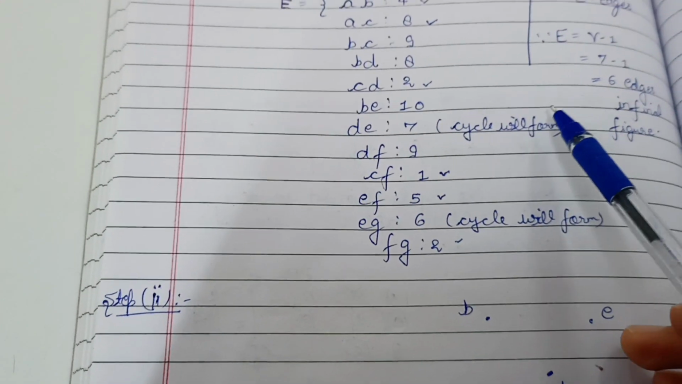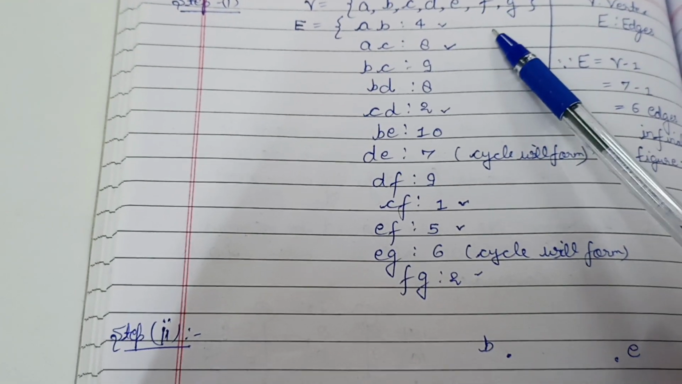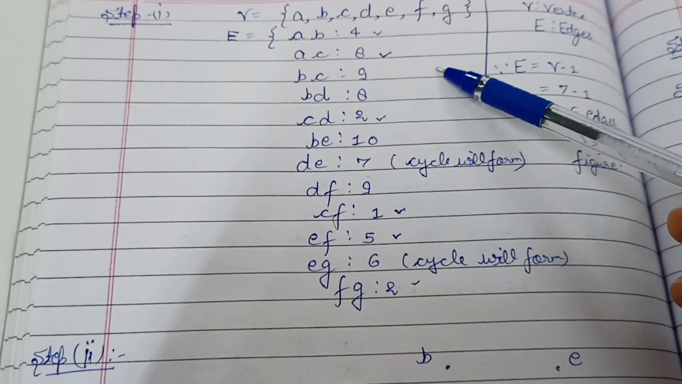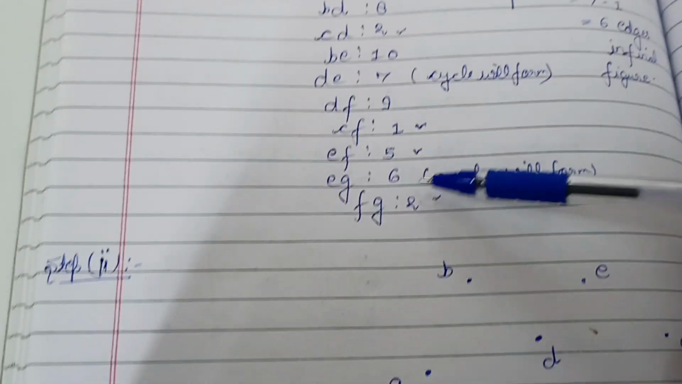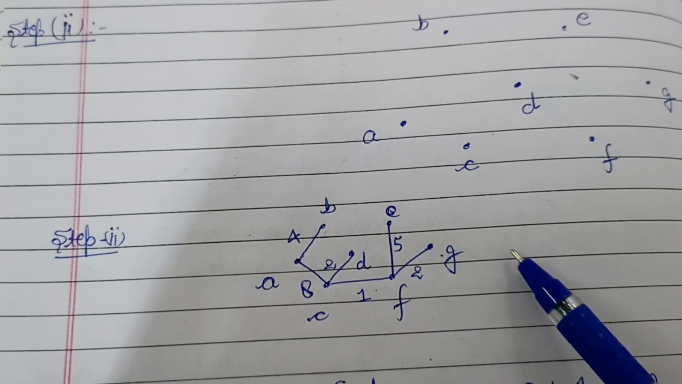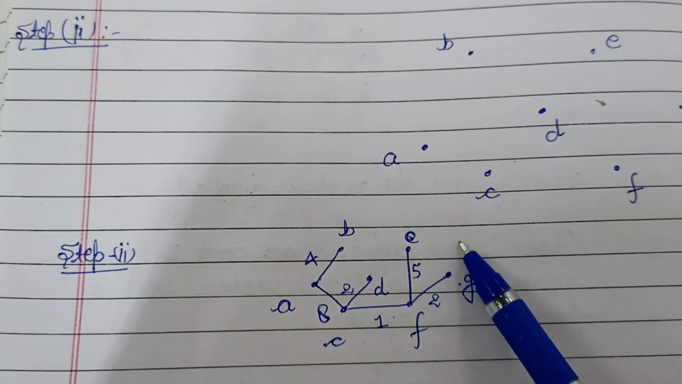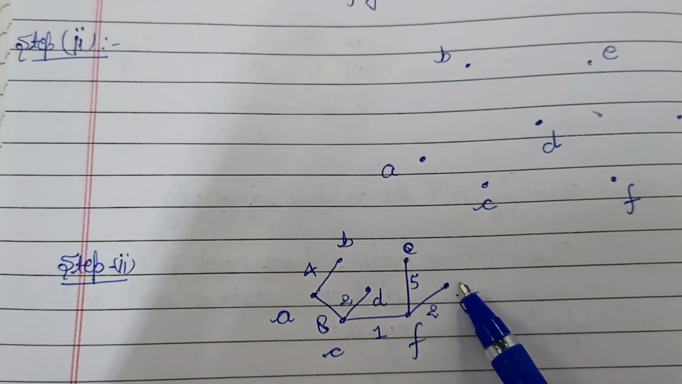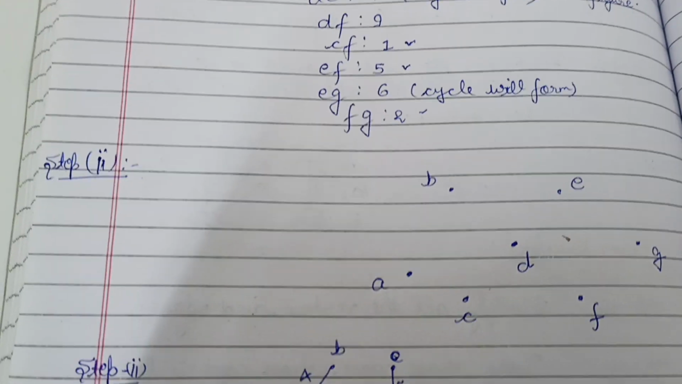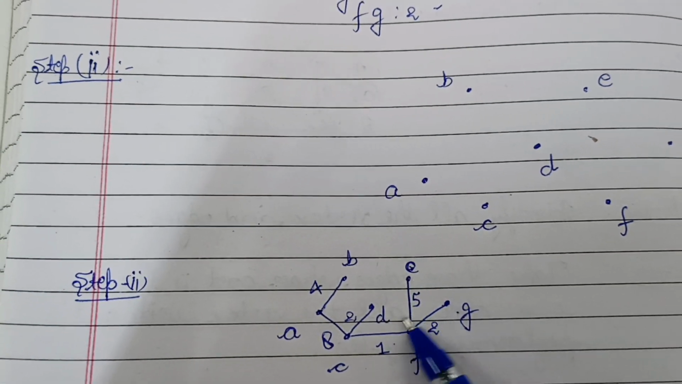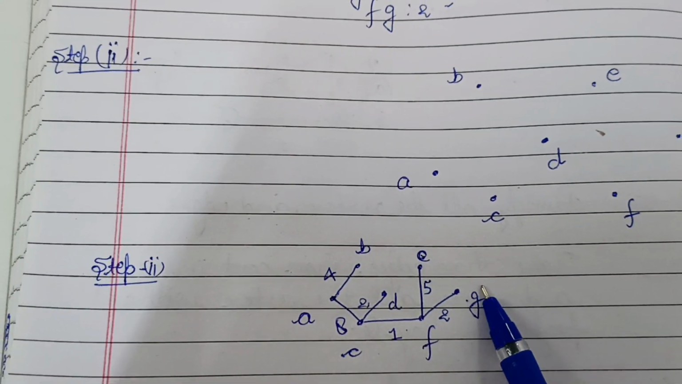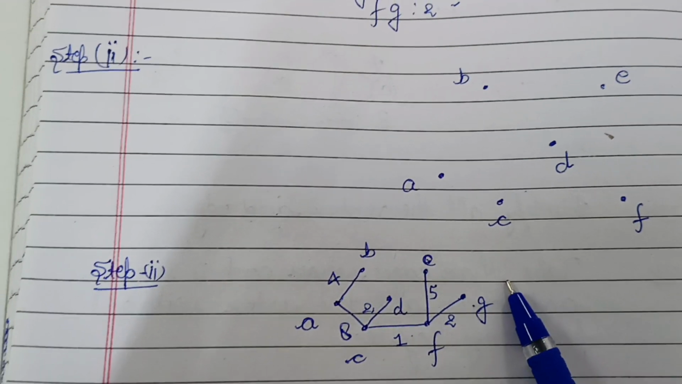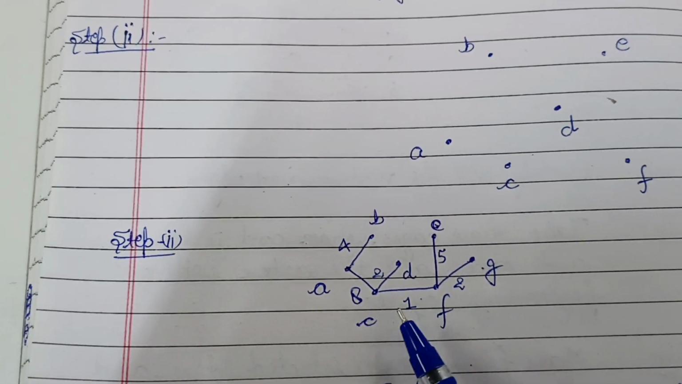After that we can see 4, so here we use AB 4. Like that, 8 is also used. Why can't we use 6? As we see in the figure, if we use EG equal to 6, a cycle will be formed. That's why we are not using EG equal to 6. Like that, DE is also not used, because a cycle will be formed. Even though they have a low cost, we are not using EG and DE because they would form a cycle.